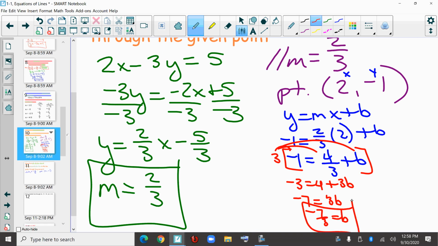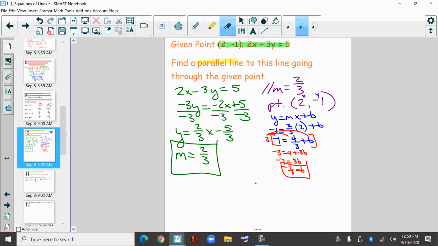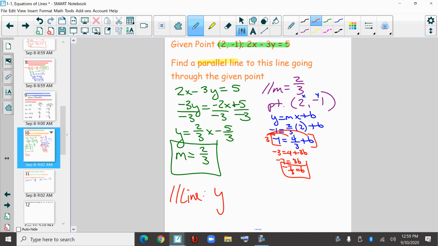Now remember, I said when we use this formula, we are not done. We have to make sure that we finish and plug and chug. So our parallel line is going to be y equals my parallel slope, which is 2/3 x, plus my b value, which is -7/3. That is my parallel line.